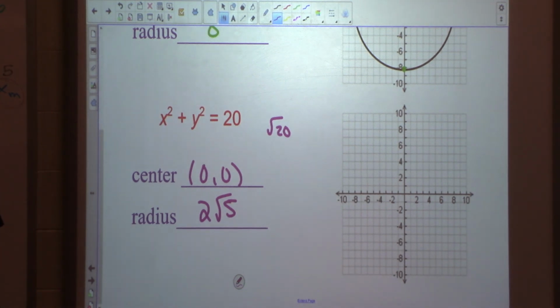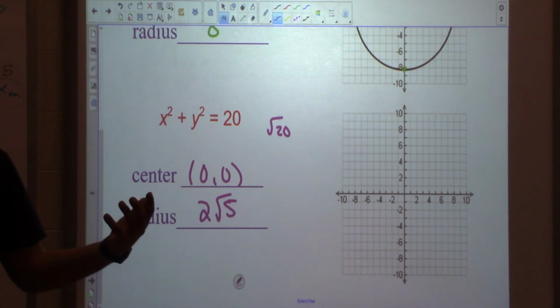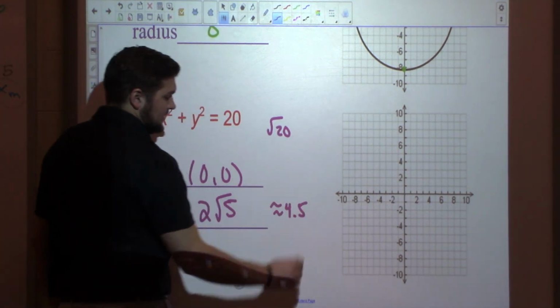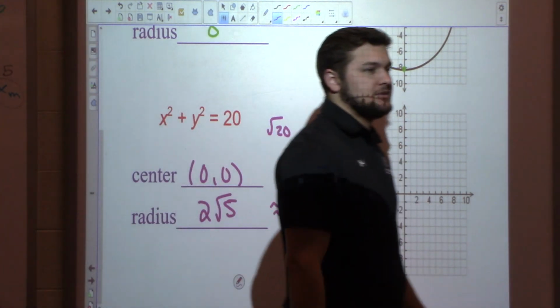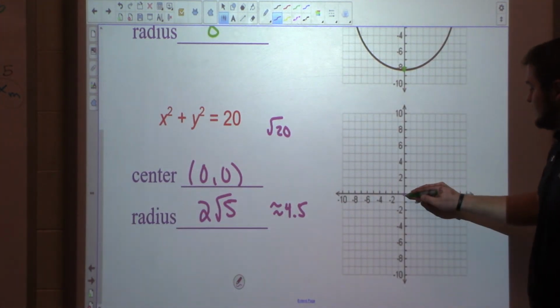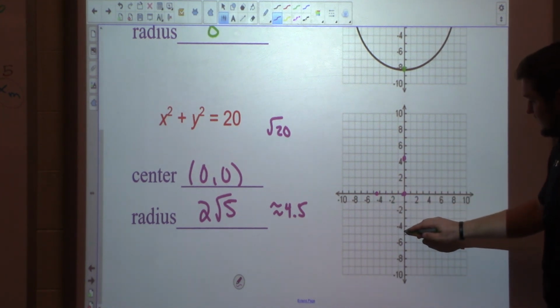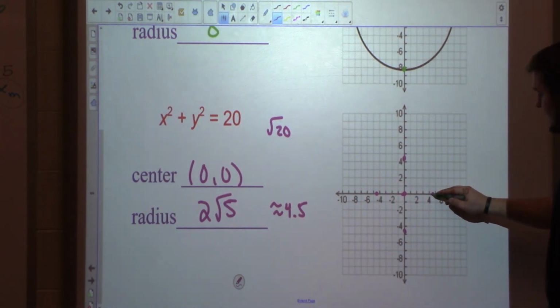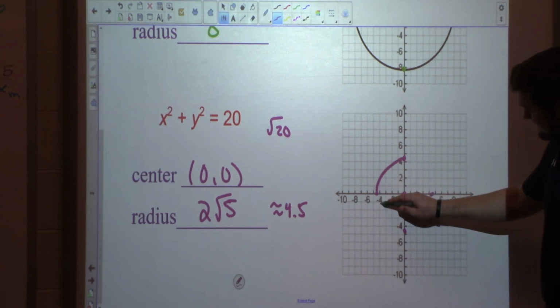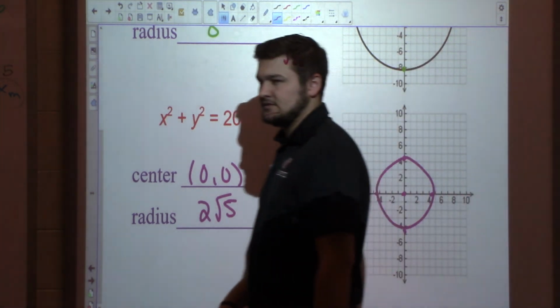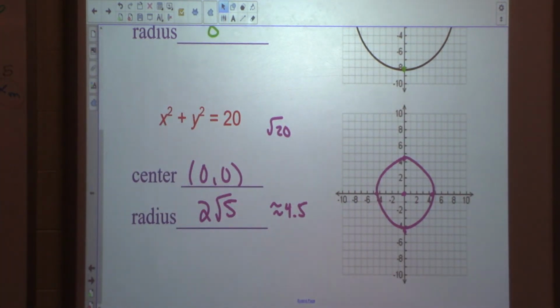So, I don't expect you to know it off the top of your head. So if you put it in your calculator, you get approximately 4.5. When you go to graph it, you can use that approximation, right? So go 0, 0. 4.5 up, left, down, and to the right. And draw in your circle. Okay? Alright, that is all. Any questions?